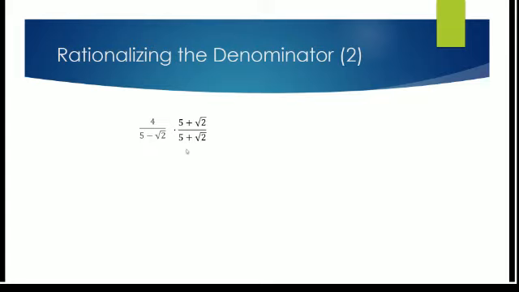What that actually does is produce the difference of squares. The square roots are going to cancel, and that's what we like. Now on the top, you just distribute the 4, so we get 20 plus 4 square roots of 5. On the bottom, we'll have to FOIL. Notice the first term is 25.